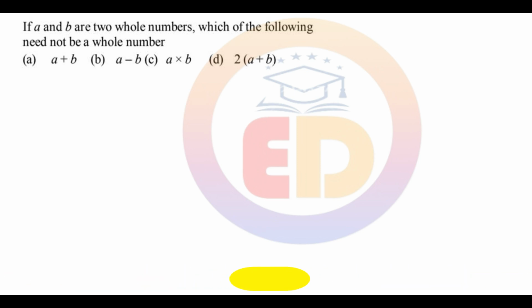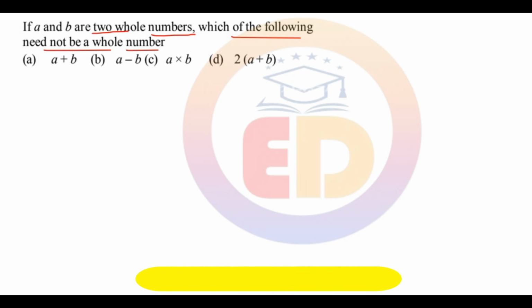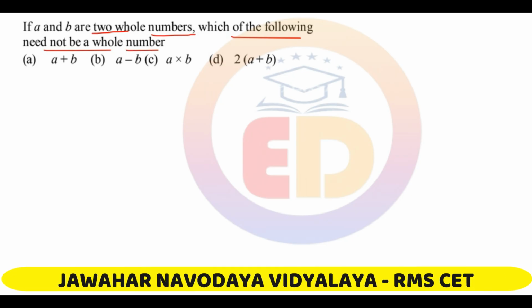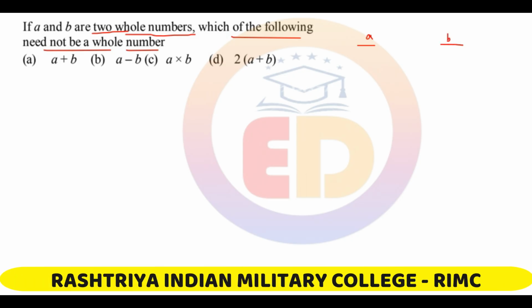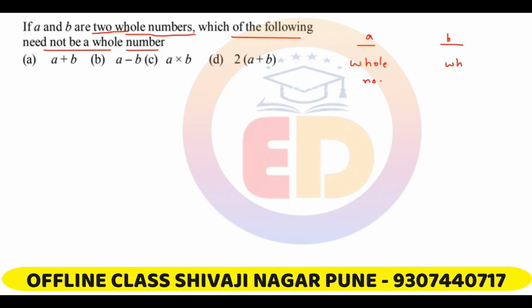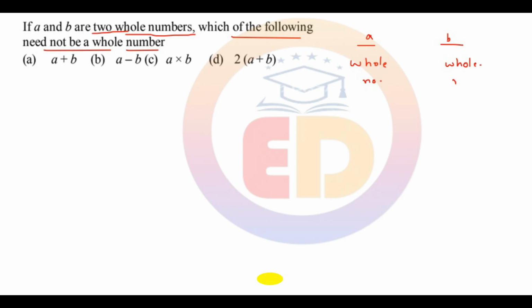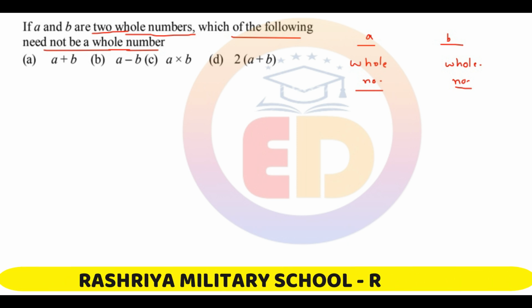If A and B are two whole numbers, which of the following need not be a whole number? The question says that if A and B are two whole numbers, A is a whole number, B is also a whole number. Then the question says, then which of the following need not be a whole number? Means कौन सा इसमें से whole number होना जरूरी नहीं है.